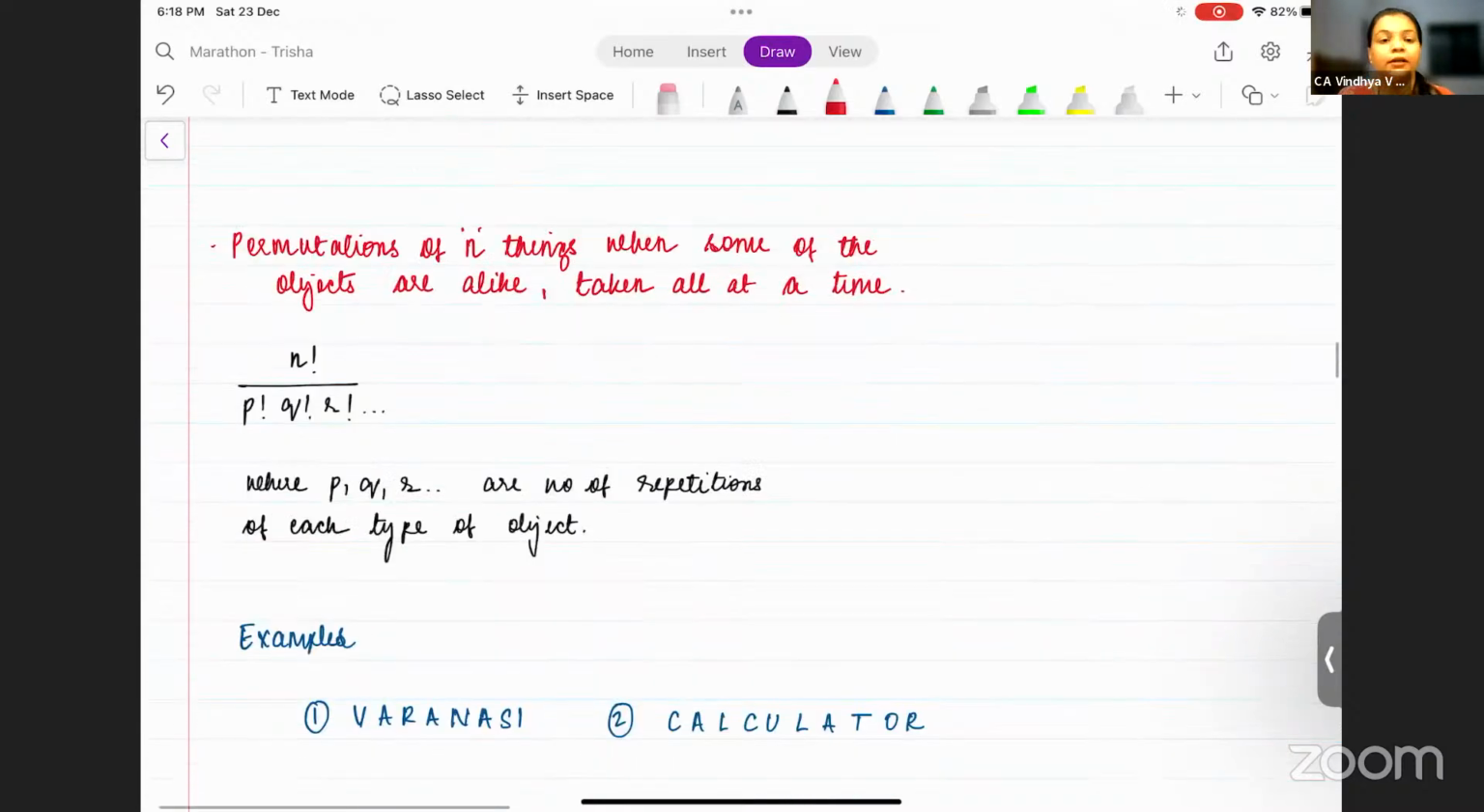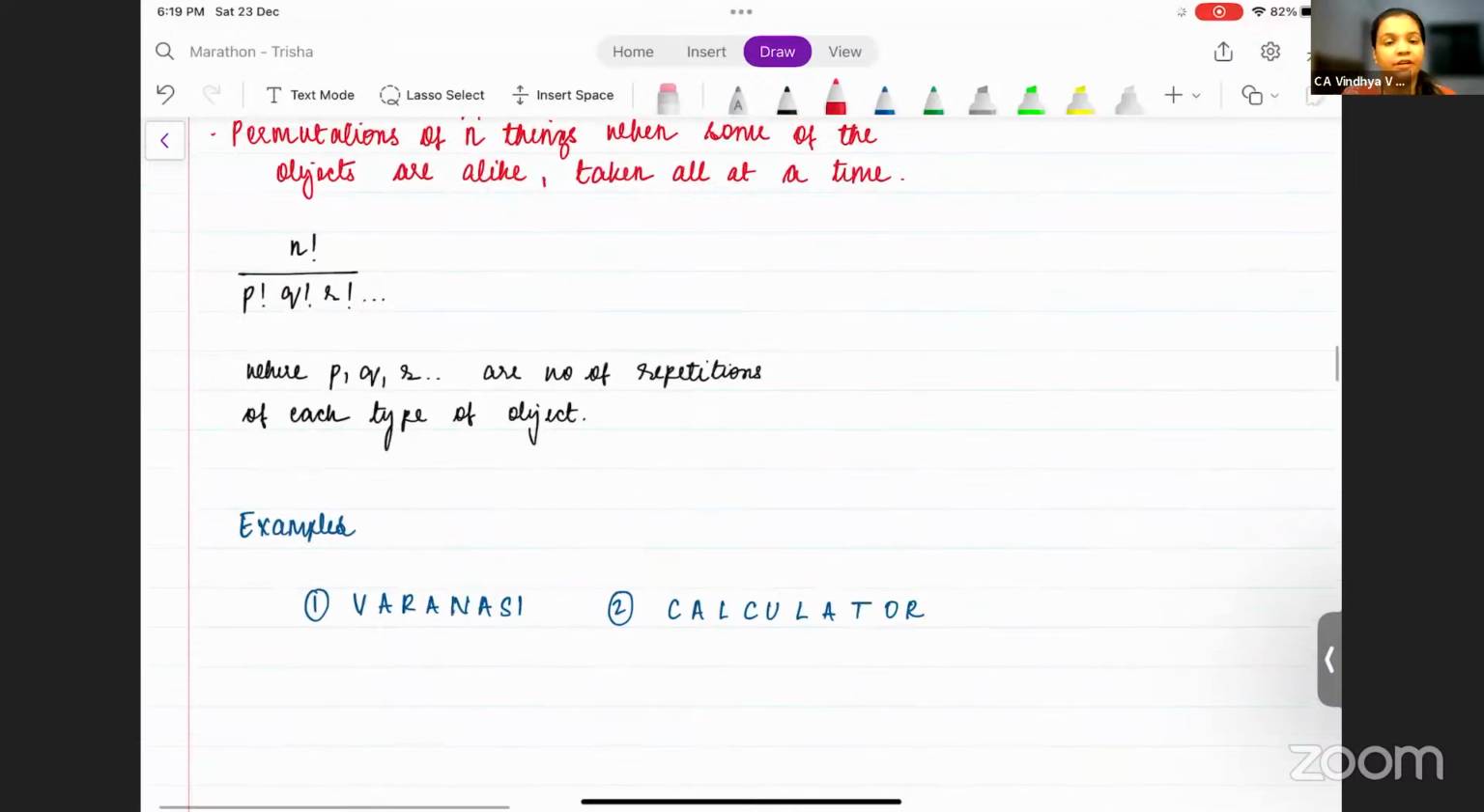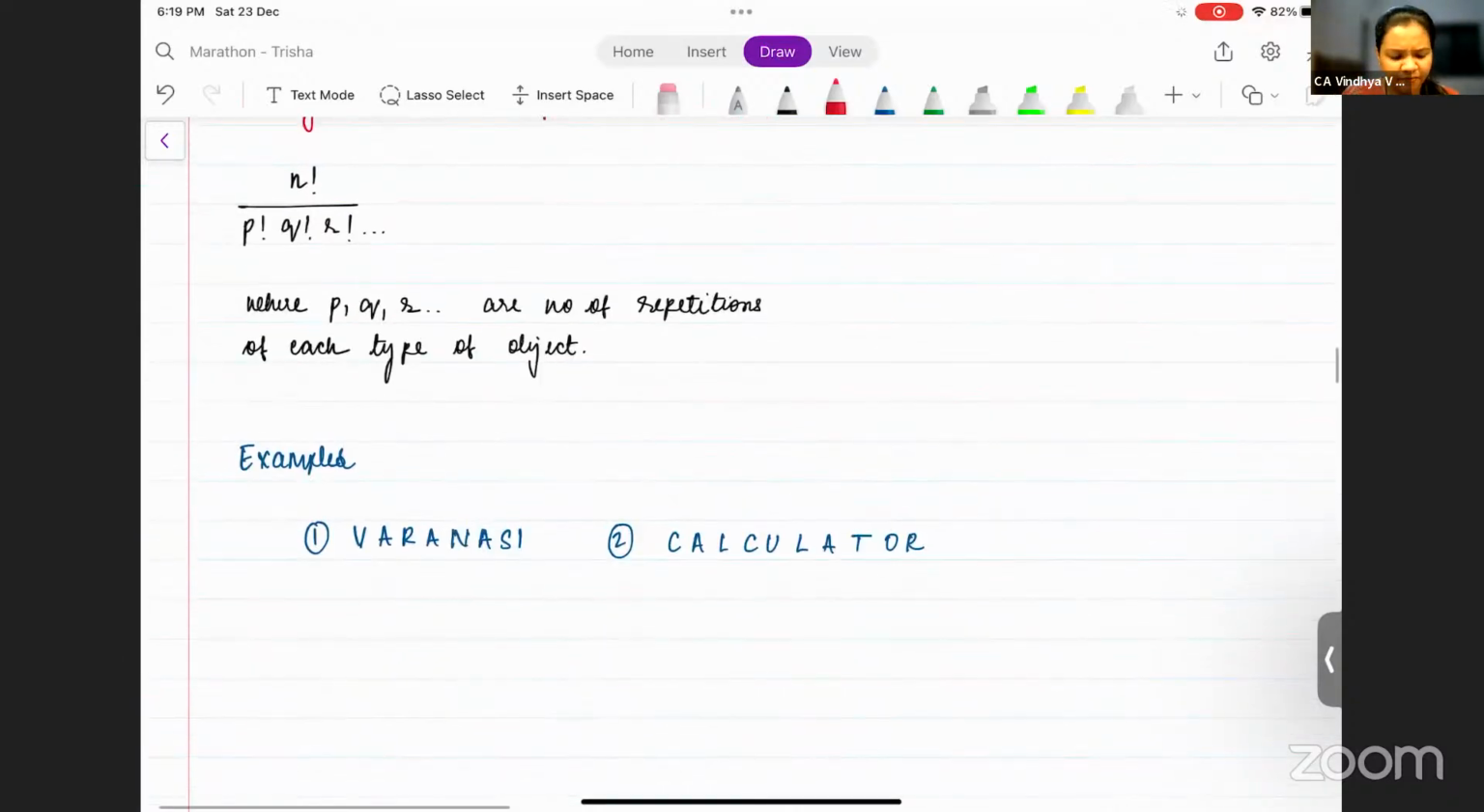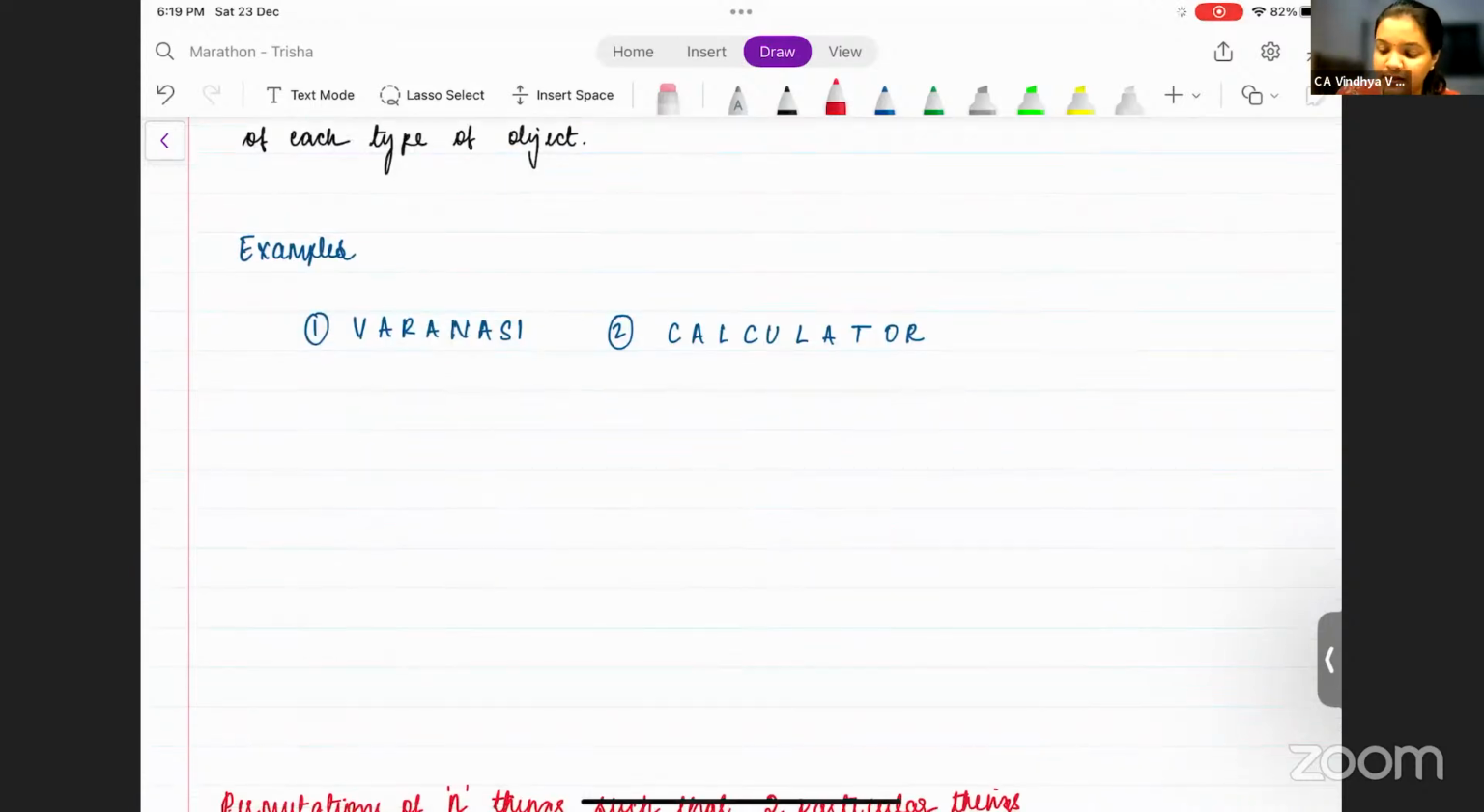Okay. All right. Next one, moving to permutations of n things when some of the things are alike. What do you mean by alike? When they are similar, when they are the same. Okay. Now, observe this. The formula, we'll come back to it, but get the solution first. Let's say the word Varanasi. So what is there in the word Varanasi? We have A that is there 3 times. Correct?